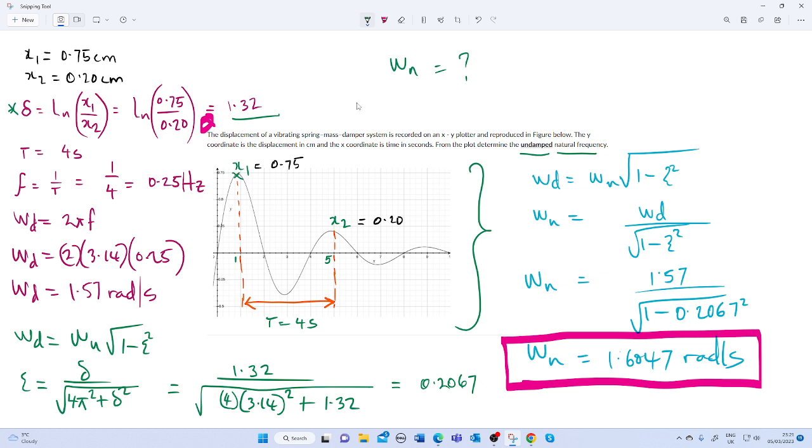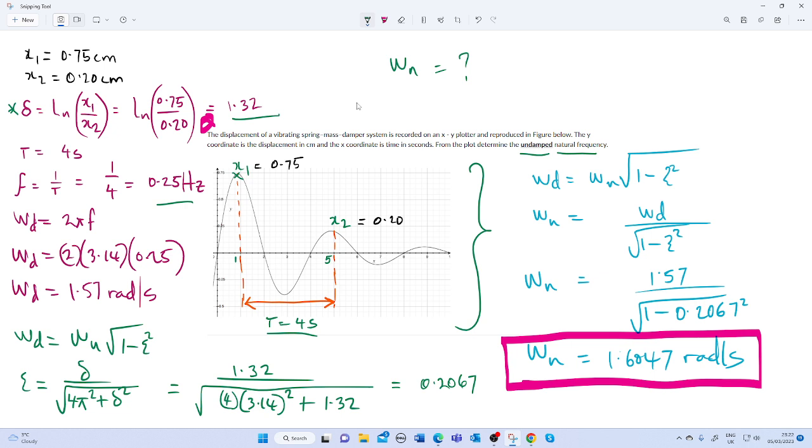And don't let us forget that the time difference between the two peaks equals 4 seconds. Now that we know that the time taken for these two peaks is 4 seconds, by using the formula of frequency to time, which is F equals 1 over T, that gives us 1 over 4, which results to 0.25 Hertz.